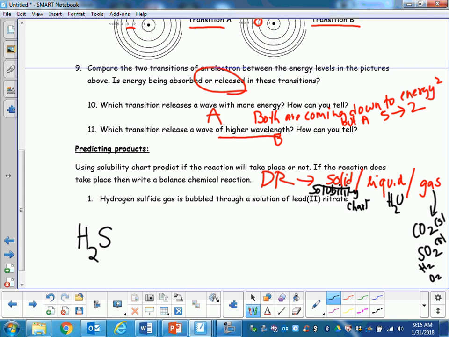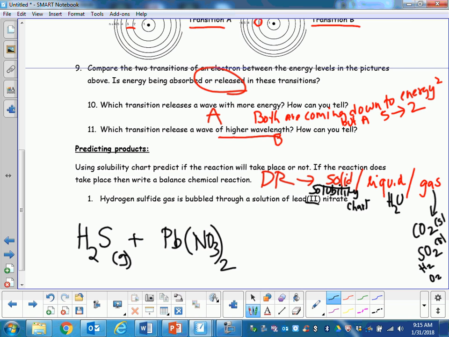Hydrogen sulfide is a gas. Now, oh, the gas is on the reactant side. Will the reaction happen? Can I decide based on reactants? I should look at the product side. Plus lead nitrate. I don't know if they remember how to write their polyatomic ions. Lead's charge is given as a Roman numeral.